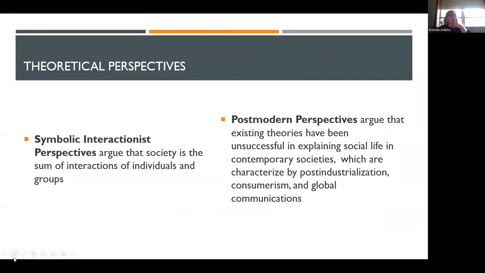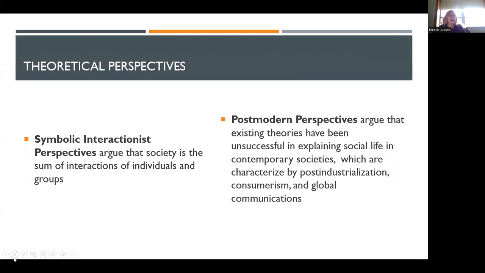The symbolic interactionist perspective argues that society is the sum of interactions of individuals or groups. The postmodern perspective argues that existing theories have been unsuccessful in explaining social life. They're just saying, screw you guys, it didn't happen that way. This is how we're going to do it. So, unsuccessful in explaining social life in contemporary societies.